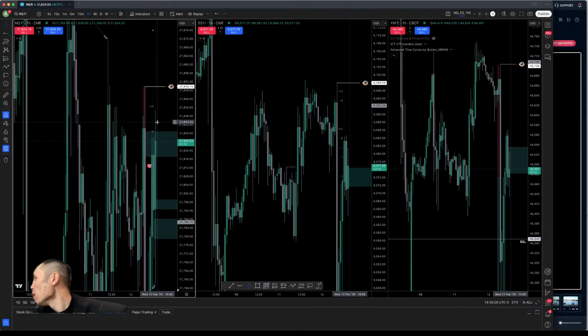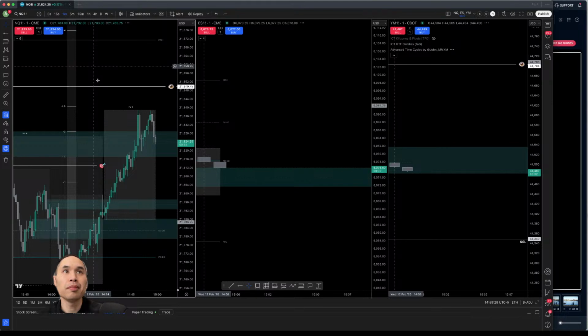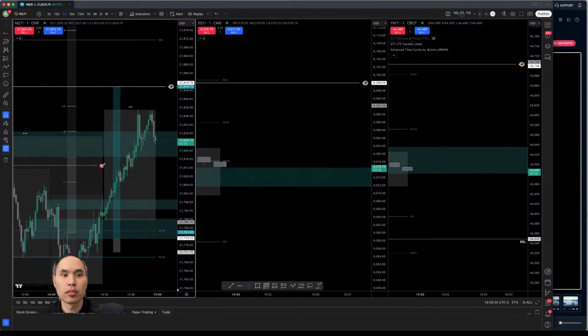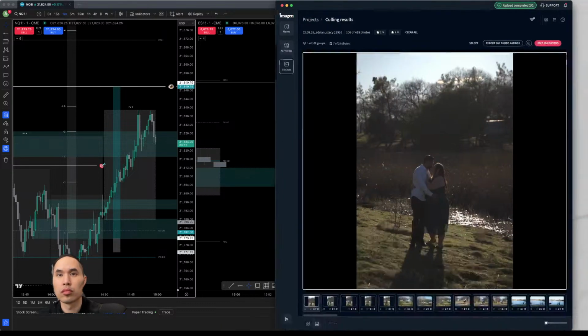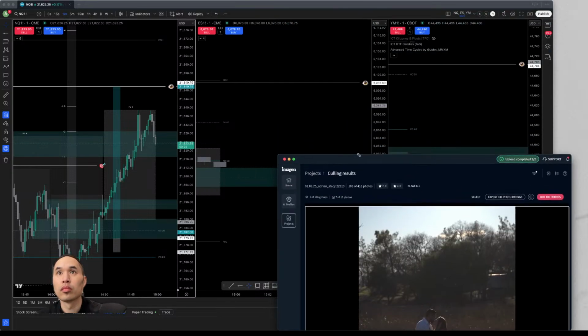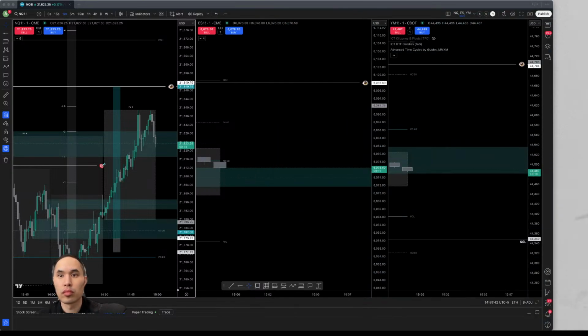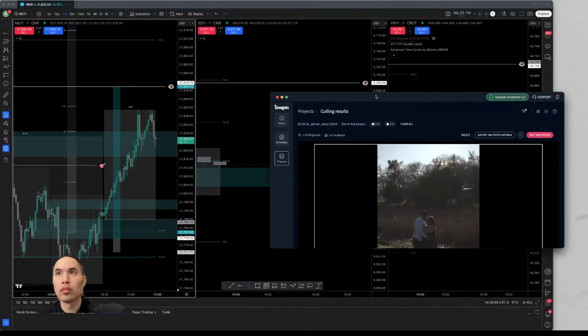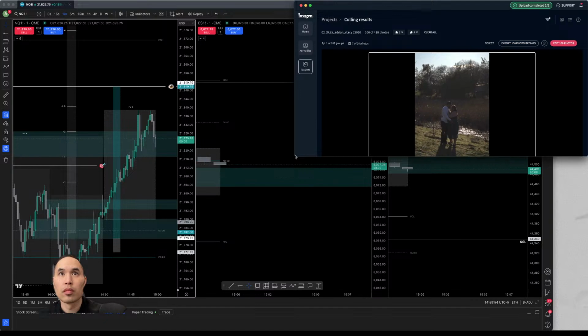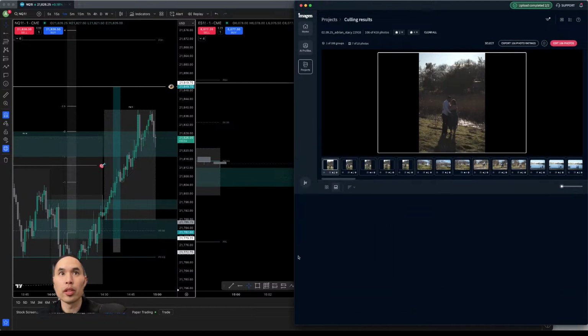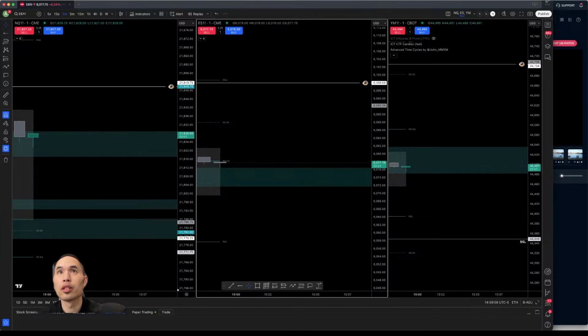Just basic. In the 1 minute, my trade looked like this. We reached the point of interest. We had our reversal. Wait a second. Trying to do some work while we look at these charts.